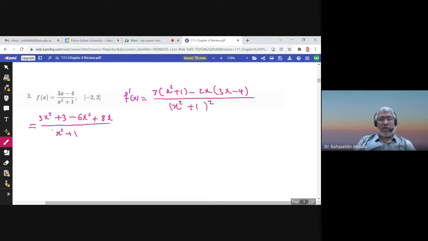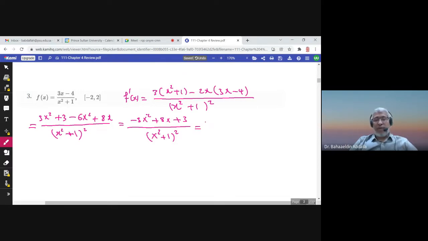And as usual, we do not expand the denominator. Well, I have negative 3x squared plus 8x plus 3. So this is f prime. Now I need to see whether I can factor this numerator. Let me take negative as a common factor. So I have 3x squared. It's easy or easier when I take negative as a common factor. It's easier to factor for me.